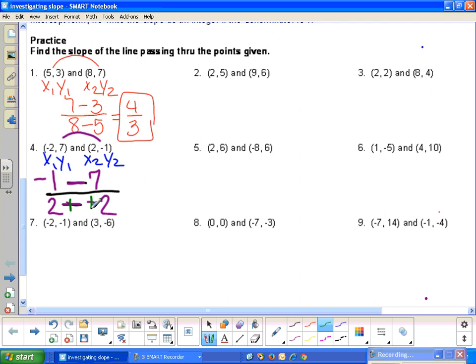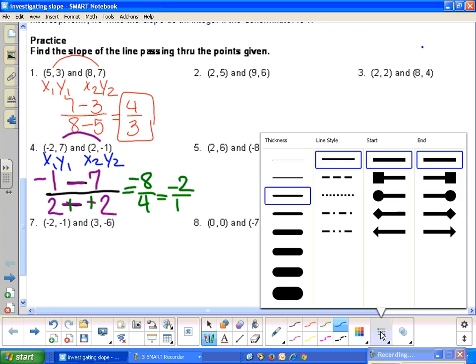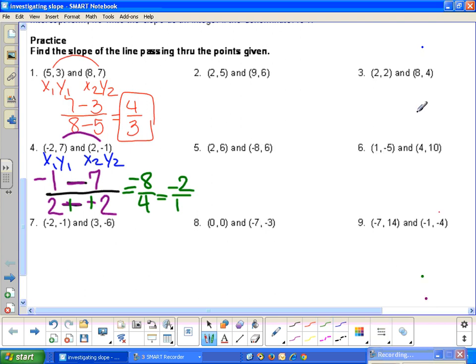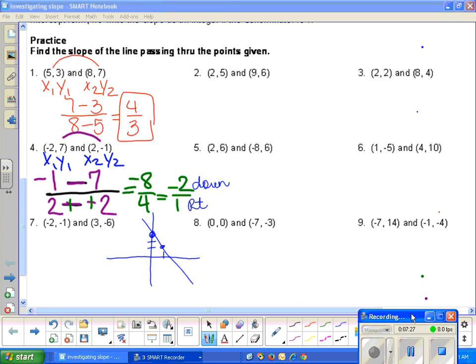So whether you change it and put it in your calculator or you put it in the first, we're going to end up with negative 8 over 4, which is going to reduce to negative 2 over 1 or negative 2. The reason I probably would want to leave it as negative 2 over 1 is because if I go to graph this and I have some point on my graph and I need to count that slope, this is going to mean down and this is to the right. So I'm going to go down 2 to the right 1, and then I can draw a line. So that's why we want it in a fraction form, so it makes it easier for us to find it.